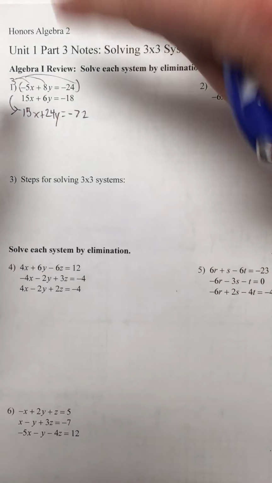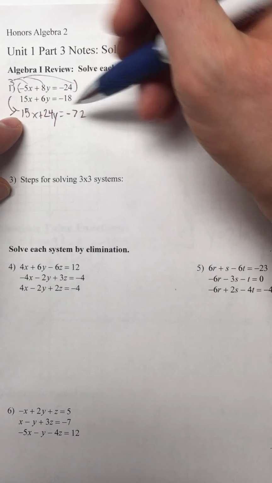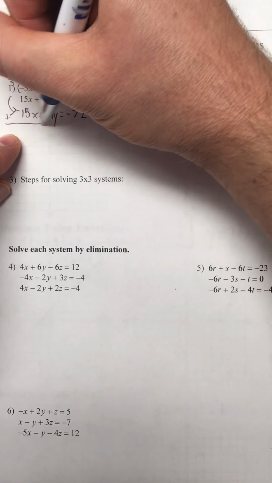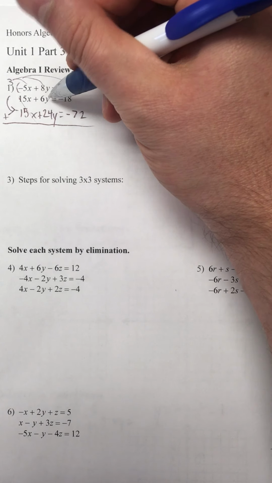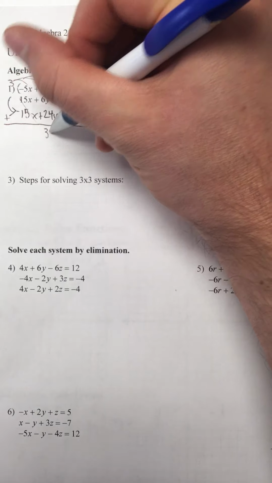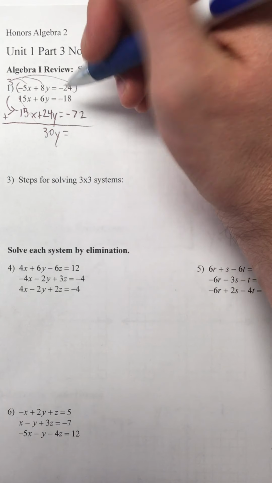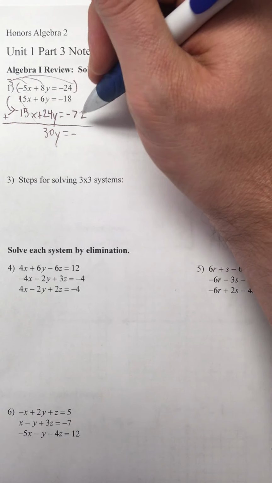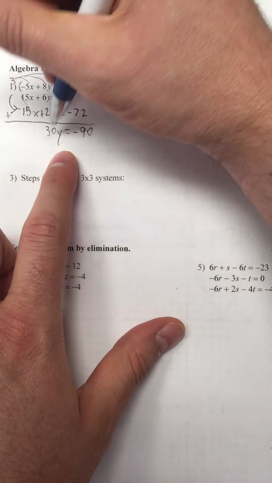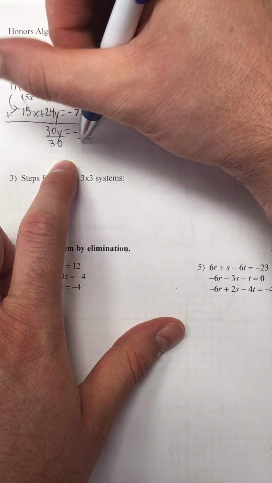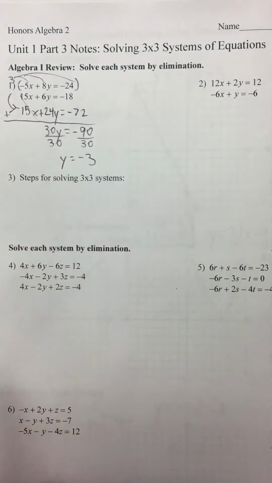So now, I'm ignoring that top equation, now I'm working with these two. Now I can add these two equations together. 15x and negative 15x cancel out. 6y plus 24y gives me 30y. That's going to be equal to negative 18 plus negative 72, which is negative 90. Now it's easy to solve. Just divide by 30, solve for y. y equals negative 3.